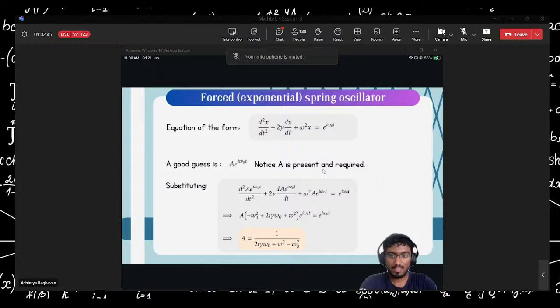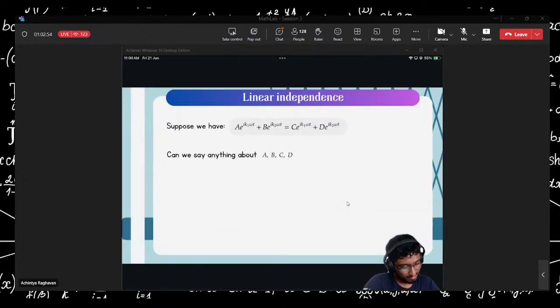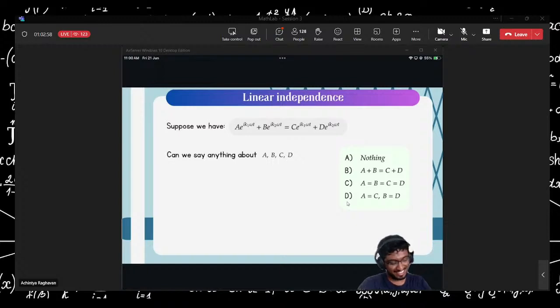Okay, and most of you guys are right. So the actual answer is D, but B is by extension also an answer, because if A equal to C and B equal to D, then A plus B equal to C plus D.